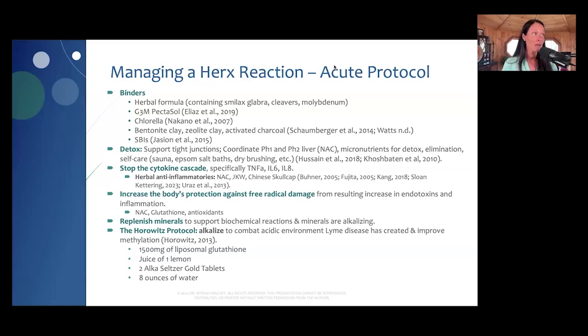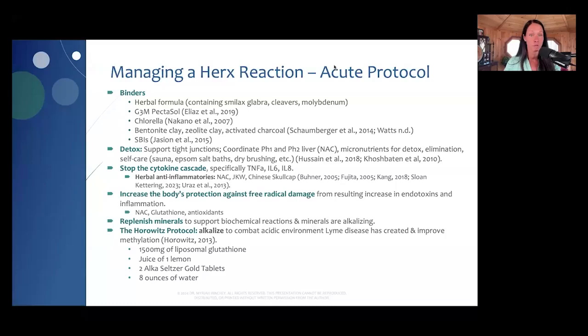manage a Herxheimer reaction, but I actually put almost every single Lyme patient on this because of its far reaching effects. It's one of the handful of things that I would say, unless there is a contraindication, every single Lyme patient takes it. I use less bentonite clay, zeolite clay, and activated charcoal. They're a little bit stronger of a binder. And, I just prefer to only use them when necessary.